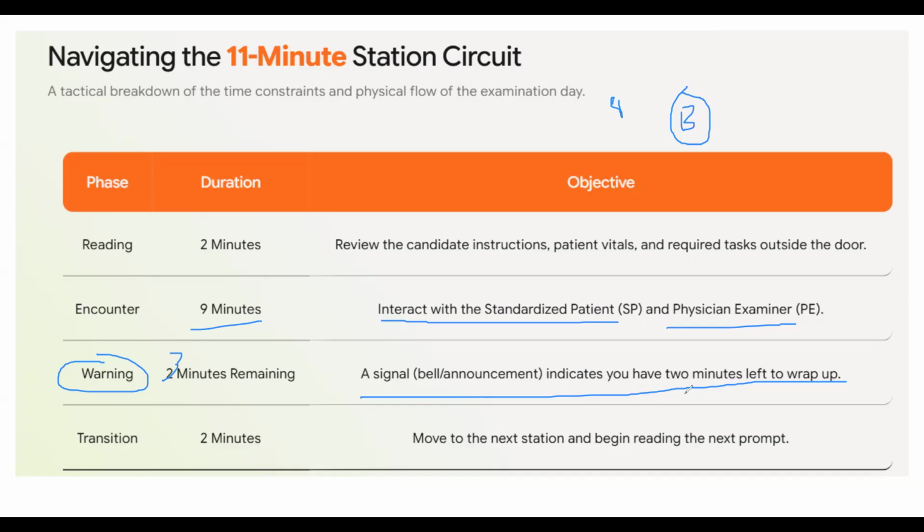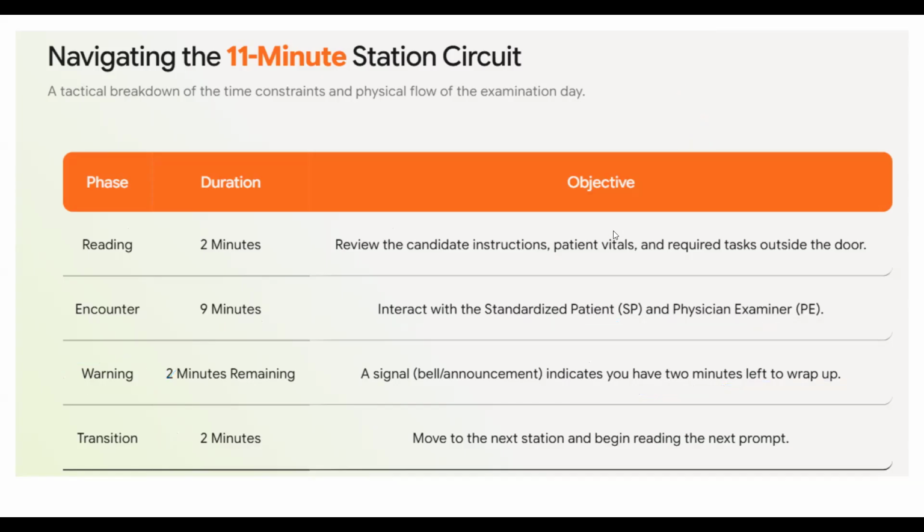And once you are done with the 11 minutes, you leave the room and then you have 2 minutes to move to the next station. In those 2 minutes, again, repeat the same thing, write the presentation. What is the patient coming for? What are your tasks? And is there any abnormal lab or vitals data that you can write down with yourself?